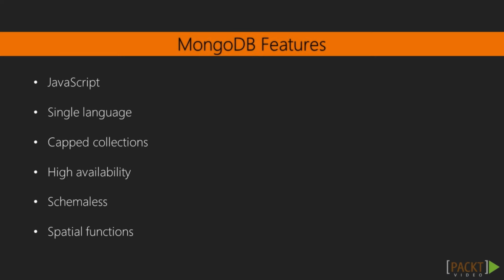MongoDB is a great choice if you have high write loads, need high availability, or you have a lot of data. Collections are schemaless, allowing you to add and remove fields without performance degradation or needing a database administrator. MongoDB has spatial functions built in, making it a great choice if your data is location-based.